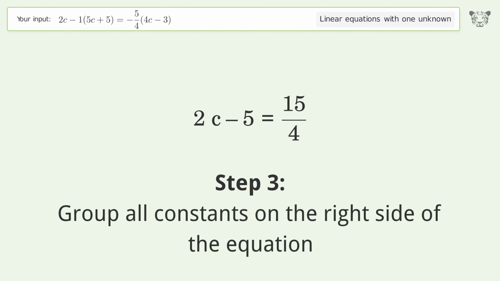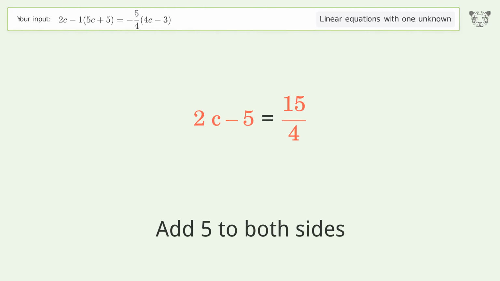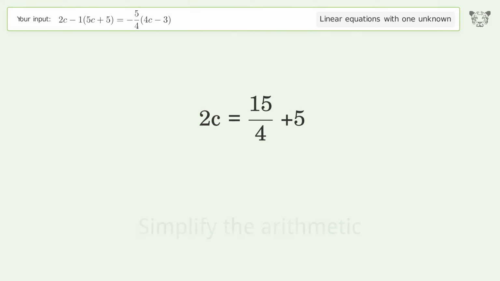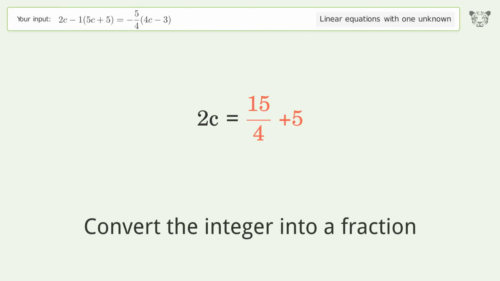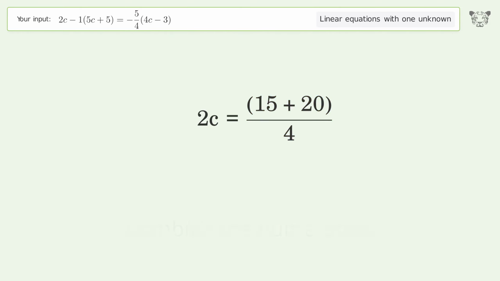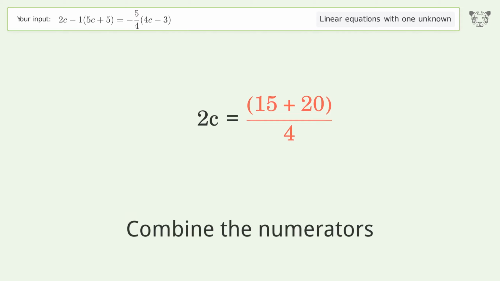Group all constants on the right side of the equation. Add 5 to both sides. Simplify the arithmetic. Convert the integer into a fraction. Combine the fractions. Combine the numerators.